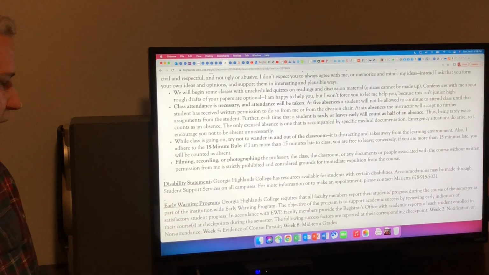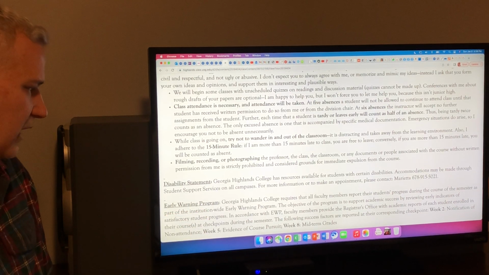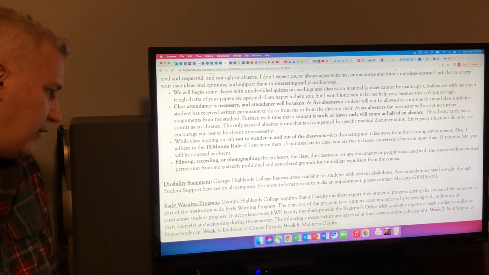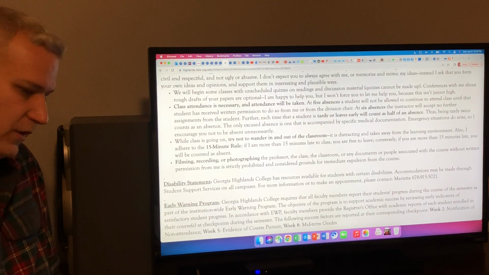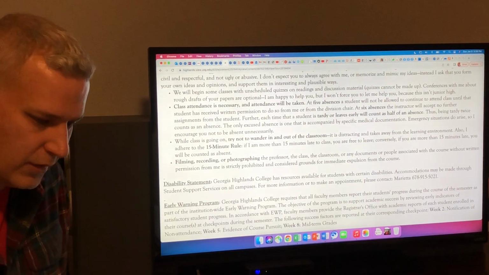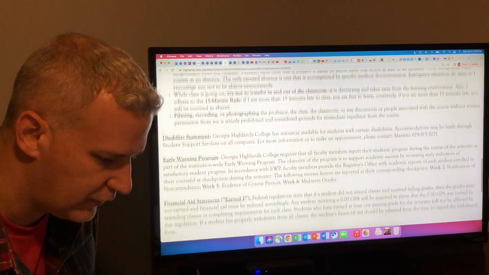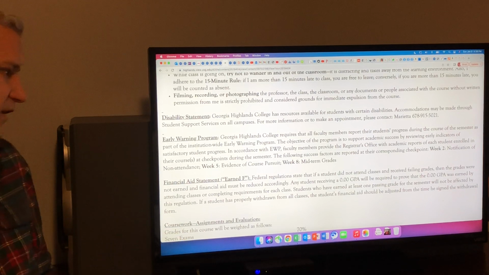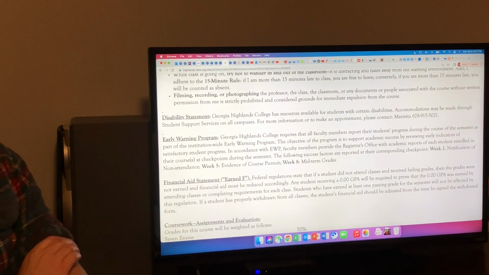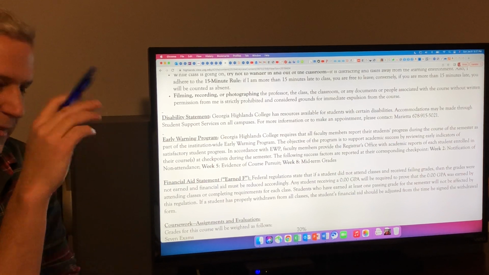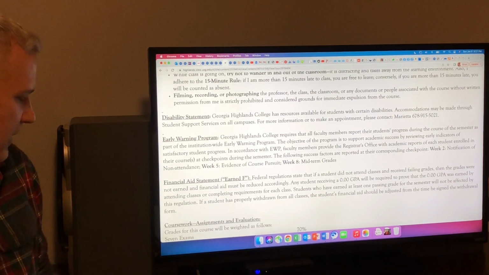If you need disability accommodations, the college has resources available for students with disabilities. You can be in touch with me, but you are better served going directly through disability services, and then they can reach out to me and we can take care of whatever you need. The college does have an early warning program that has to do with attendance and non-attendance two weeks in, and then right around midterm, satisfactory or unsatisfactory progress. So I'll be keeping track of all of that for you.